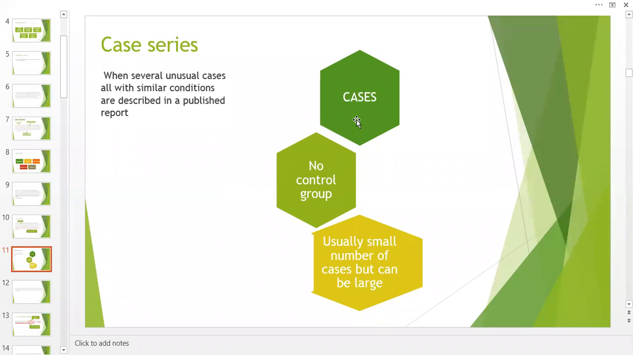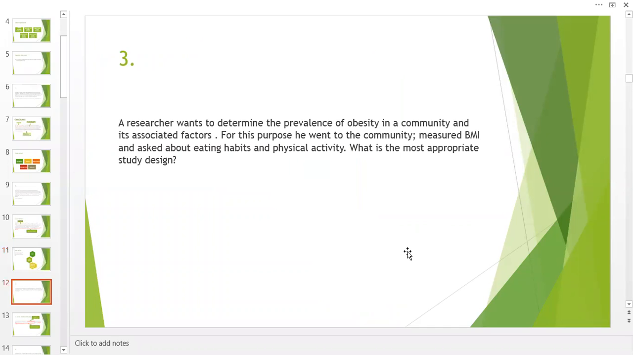In case series, there are cases, and it differs from the case control study design in the fact that there is no control group in case series, and there is usually a small number of participants or individuals, but the cases can be large, as there are some case series which have even reported more than 1,000 patients.